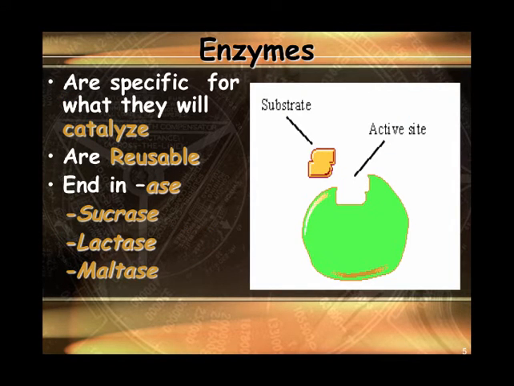Enzymes are very specific for what reactions they will catalyze. The compound that they act on is called its substrate. Generally, the enzyme's name is very similar to its substrate's name, except the enzyme ends in -ase. For example, sucrase acts on the disaccharide sucrose, lactase acts on the disaccharide lactose, and maltase acts on the disaccharide maltose. Proteases are another category of enzymes that break down proteins.